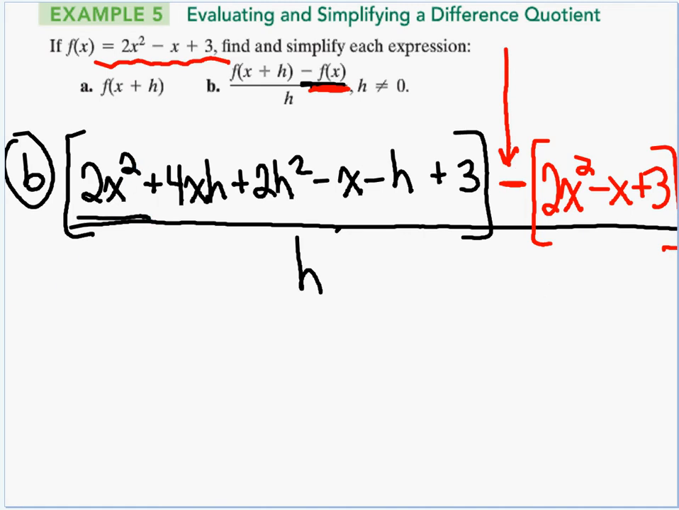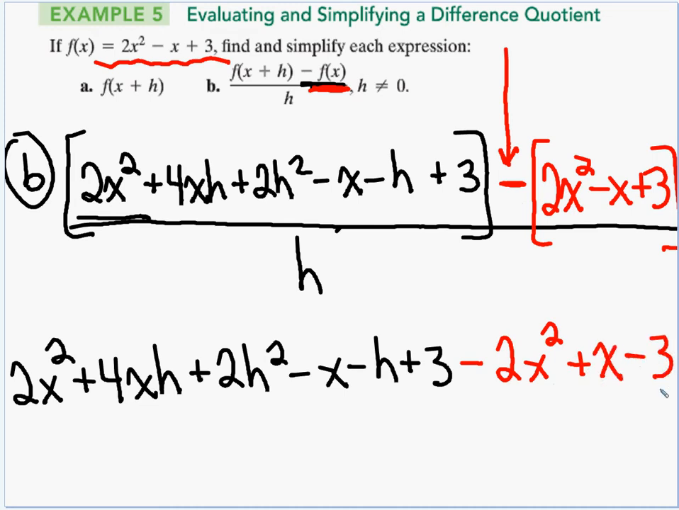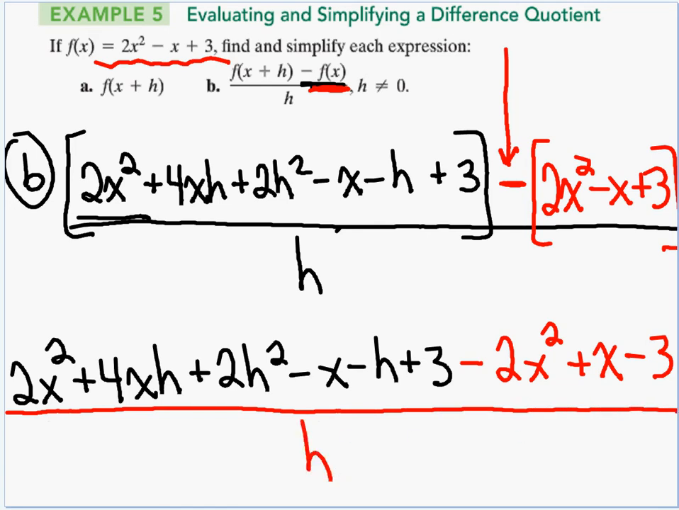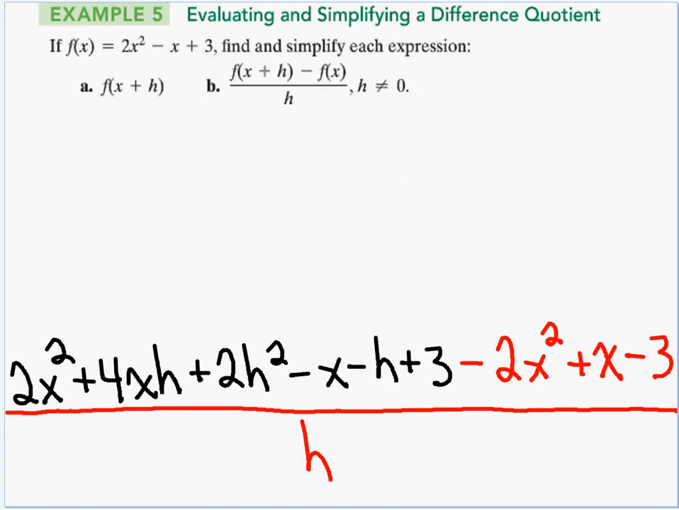So way back over here on the left, we've still got a 2x squared plus 4xh plus 2h squared minus x minus h plus 3. Distribute the negative. I'll switch back to red ink. Minus 2x squared plus x minus 3. And don't forget, that's just a numerator. We do have a denominator underneath. It's h.